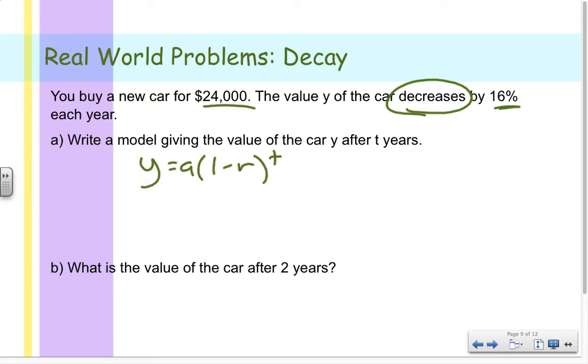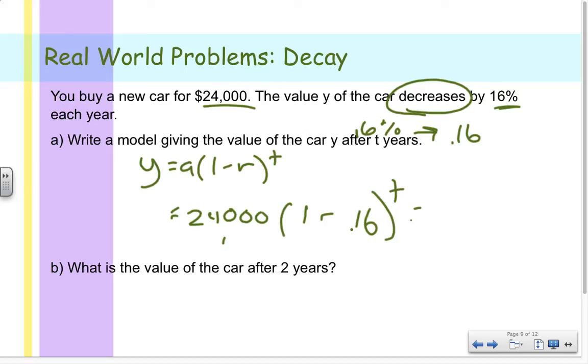And it's going to immediately be that. And I just fill in all the missing parts. A is my initial value, 24,000. Now I would go through and I would say 1 minus my rate here, 16%. I'm not going to put in 16%. I'm going to put in 0.16. So I plug in 0.16. All of that is raised to the t. To kind of clean things up a little bit, we will say 0.84 to the t, because that's what 1 minus 0.16 would be.